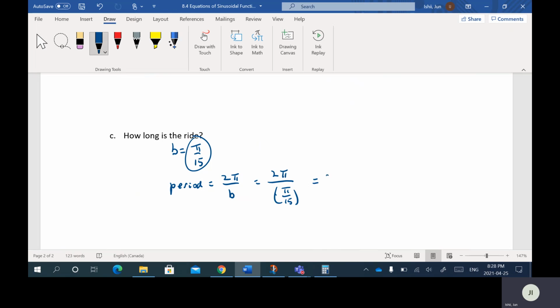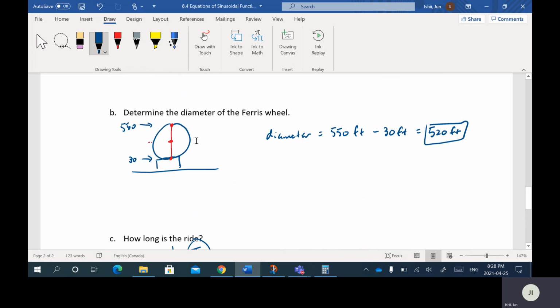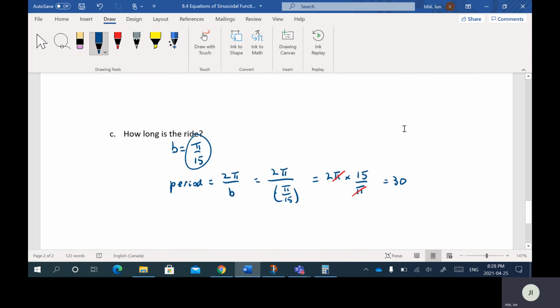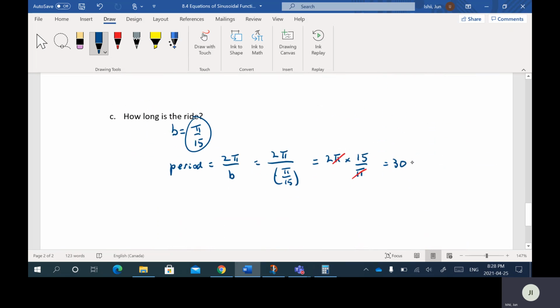Now, since we're dividing by a fraction, this is the same as multiplying by its reciprocal. So instead of dividing by pi over 15, I'm just going to write this as 2 pi times 15 over pi. Now, if I multiply this together, you can see that the pi's cancel out. So therefore, 2 times 15 is equal to 30. The time, it says t represents the time in minutes. So one period, or one rotation, takes 30 minutes. That is how long the ride is.